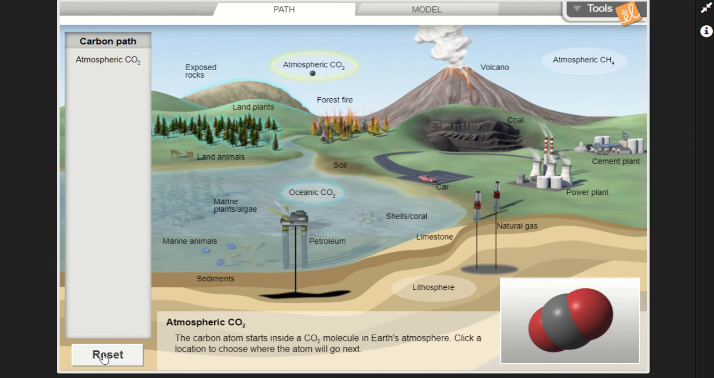It says describe at least 2 ways that carbon can get from seashells to the atmosphere. So how are we going to get seashells back to the atmosphere? So first we need to get to the sea.